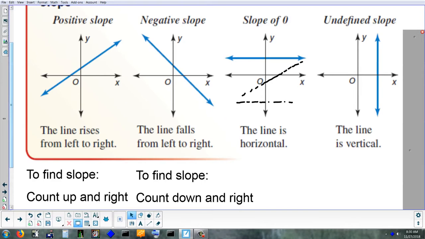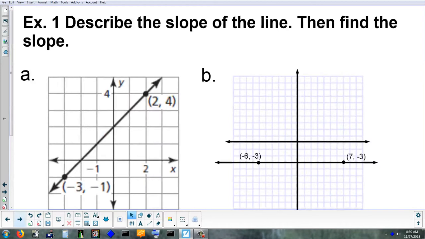All right? My trick for undefined, again, if I drew a little imaginary line here, imaginary line there, it makes a U. U for undefined. And again, some of you guys might just say, yep, I know that's zero. That's fine. That's just a little trick. All right? So again, those are the different types of slopes you can have. Let's look at a couple examples.